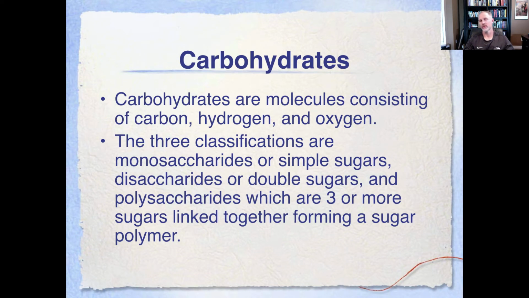Okay, sometimes they're referred to as simple sugars. We have disaccharides, which are 2 individual monomers linked together, or a double sugar. And then we have polysaccharides, which are large carbohydrate macromolecules consisting of 3 or more carbohydrate monomers, or sugar monomers. Okay, so you'd have like starch or cellulose or something to that effect.